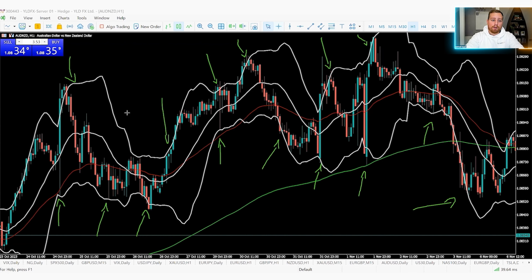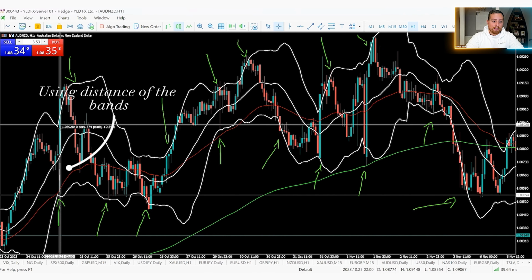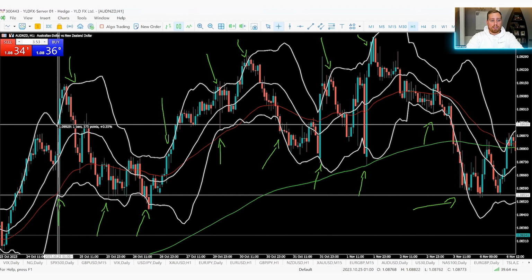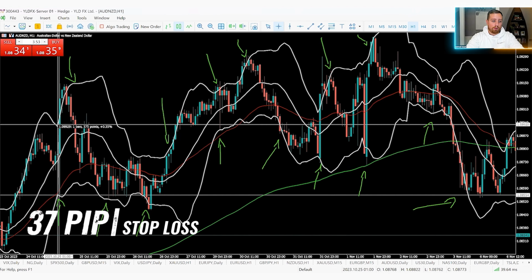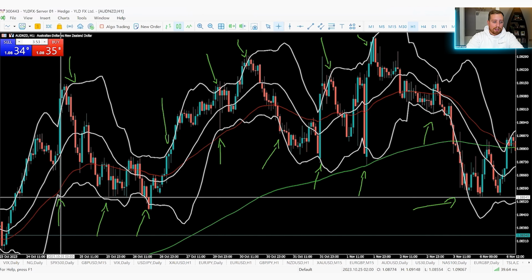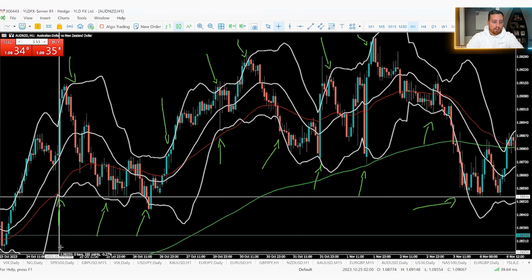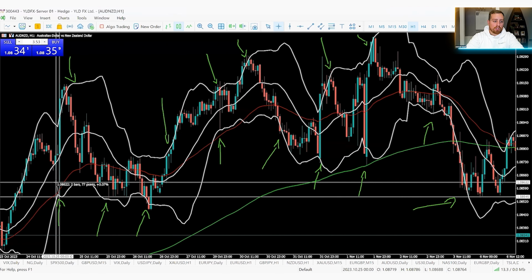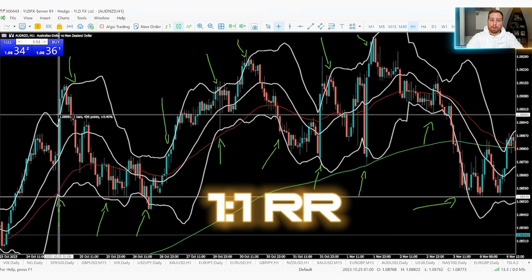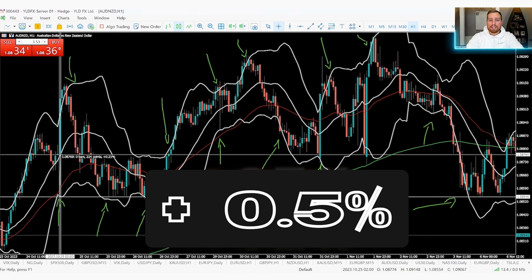If you're a complete beginner, you can do it from a perspective of using the distance of the bands in itself as your stop loss. So this one here would have been a 37 pip stop loss as an example. So you would have entered in on the low of the spike and you would have had your stop loss 37 pips outside of this low. So you would have had your stop loss all the way down here, allowing you to achieve the 1-to-1 if it hits the upper band, or exiting at the middle, which would have given you roughly 0.5% gain.